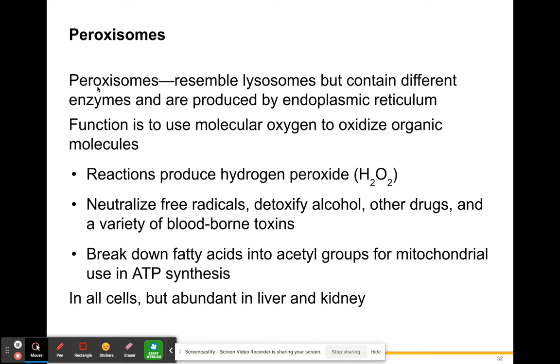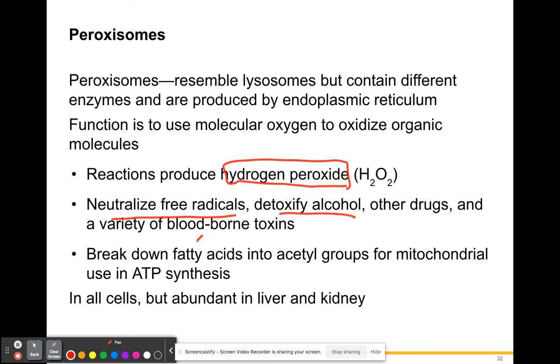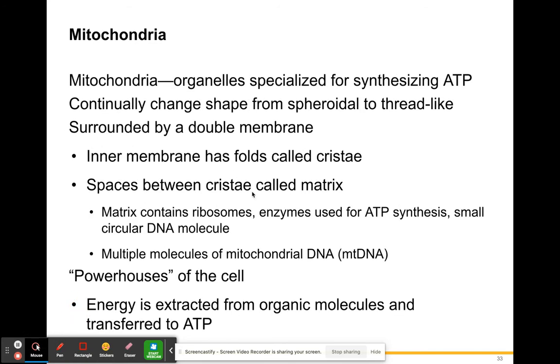A peroxisome is very similar to a lysosome, but instead of using hydrolytic enzymes, it's going to use hydrogen peroxide, H2O2, in order to neutralize free radicals, detoxify alcohol and other drugs, and neutralize blood-borne toxins, like bacteria or things like that. So it does a very similar job to the lysosome, but in a different way, a different mode.